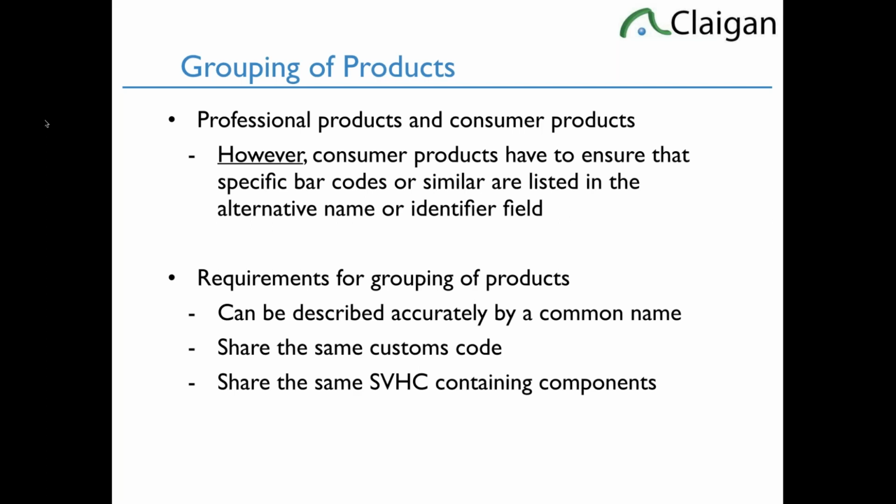Now, they may have different numbers of each SVHC. That's fine. The number of each SVHC containing component is not a control. But as long as they all have, or the worst case has, high temp solder, brass components with lead, etc., they have the same ones, they can be listed together. Now, you can't game the system. You still have to be honest. But if the way it's described is something somebody could understand, it makes a lot of sense.